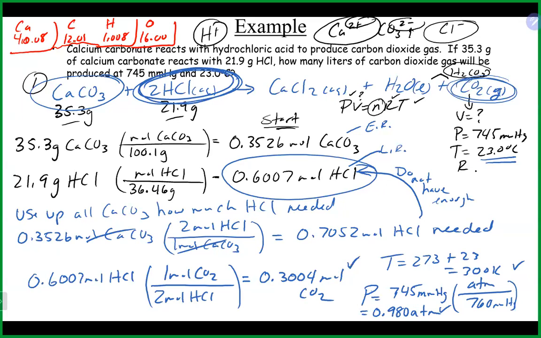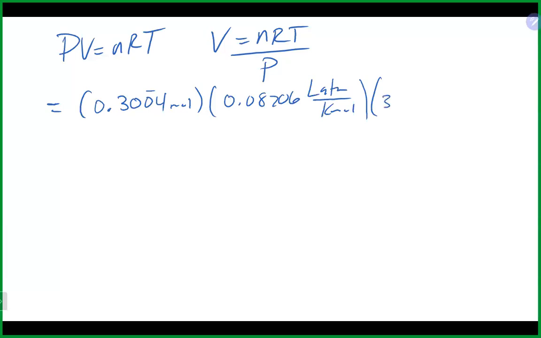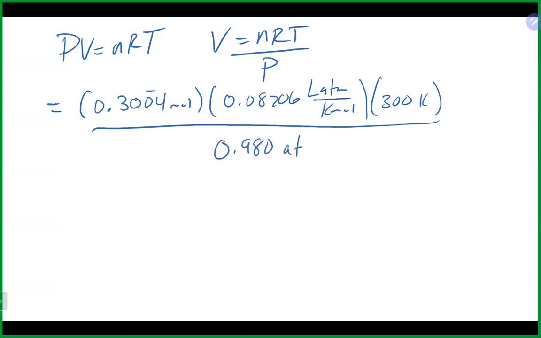So now we have Kelvin, we have atmospheres, and we have our moles. That's pretty much everything we need to finally finish this problem, which is PV equals nRT. We're going to solve for volume. Using our values, that's 0.3004 moles times 0.08206 liters atmosphere per Kelvin mole, times our temperature of 300 Kelvin, all divided by 0.98 atmospheres.